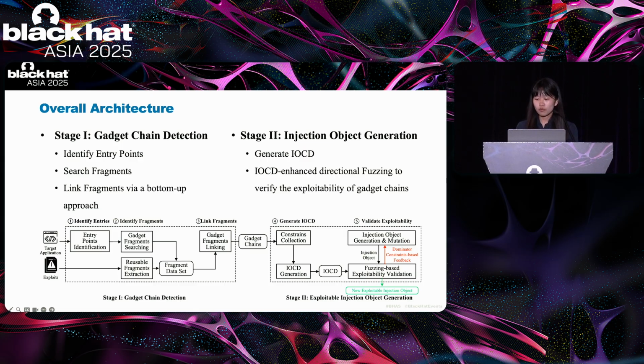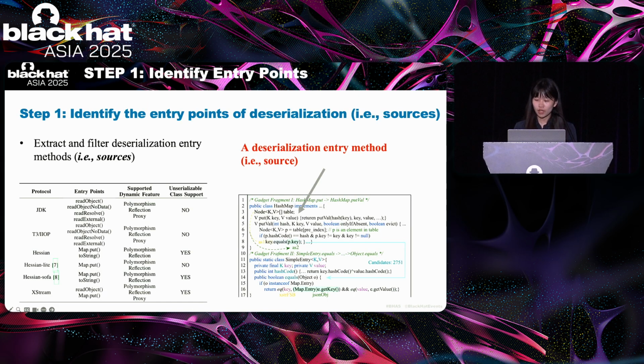So, based on these ideas, we developed an automated Java deserialization gadget chain detection tool named JDD. The architecture of JDD consists of two main stages. In stage 1, JDD detects possible gadget chains, and then in stage 2, JDD generates injection objects to verify these chains' exploitability. Now, let's walk through the specific workflow of JDD.